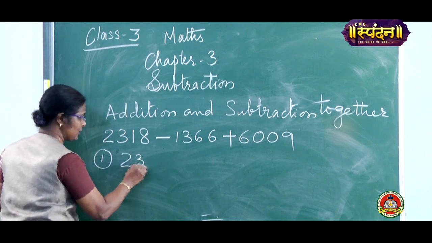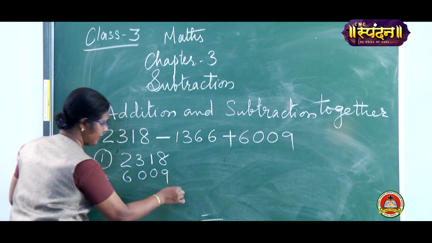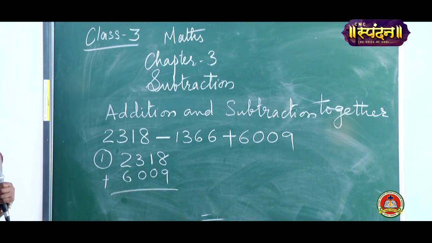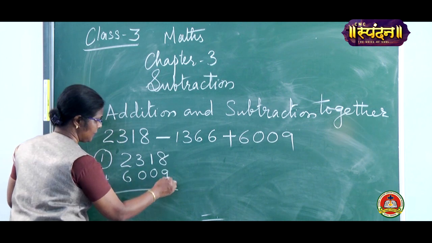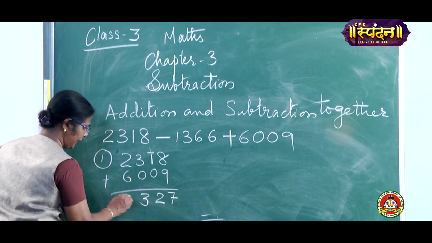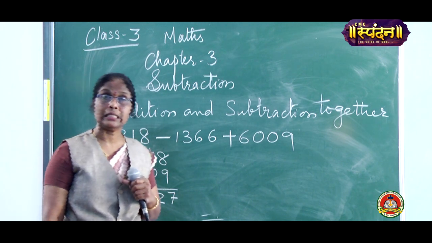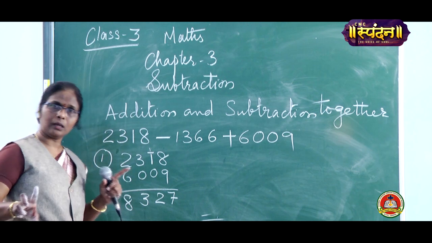So 2318 plus 6009. Add these two numbers together. 9 plus 8 is 17, carry over 1, 2, 3, 8. You get the answer 8327. Now, is your work complete?